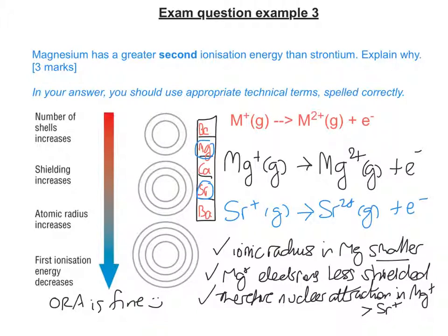So, just so you're aware as well, when you're talking about ionization energy, you always talk about the number of shells, the shielding, atomic radius, and that should cover you. The only other thing that you might want to consider as well is nuclear charge or proton number.